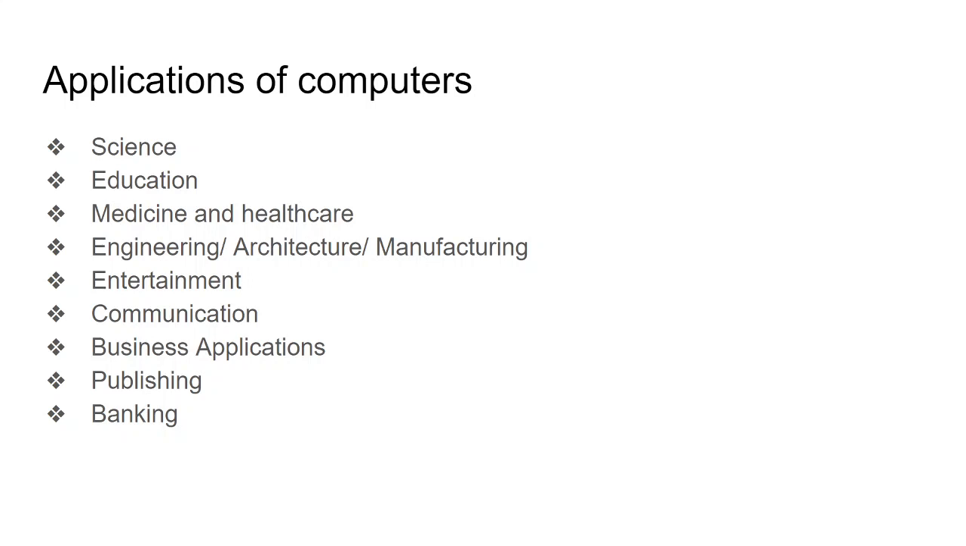And also in manufacturing, if they have to make a product, they don't have to actually make a physical model of it. They can just show it on the computers by these CAD and CAM. These are the software that have been used for engineering and architecture drawings.